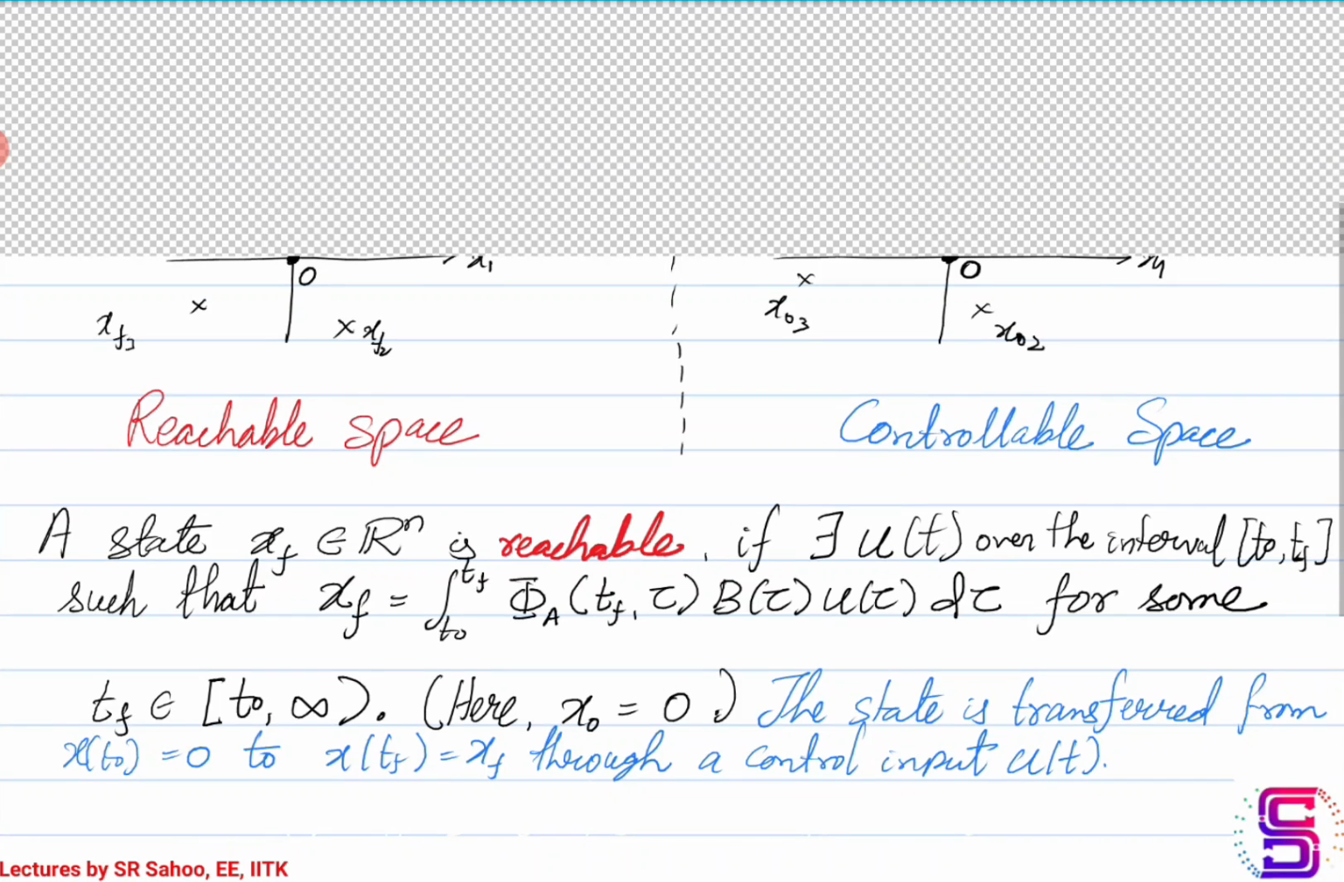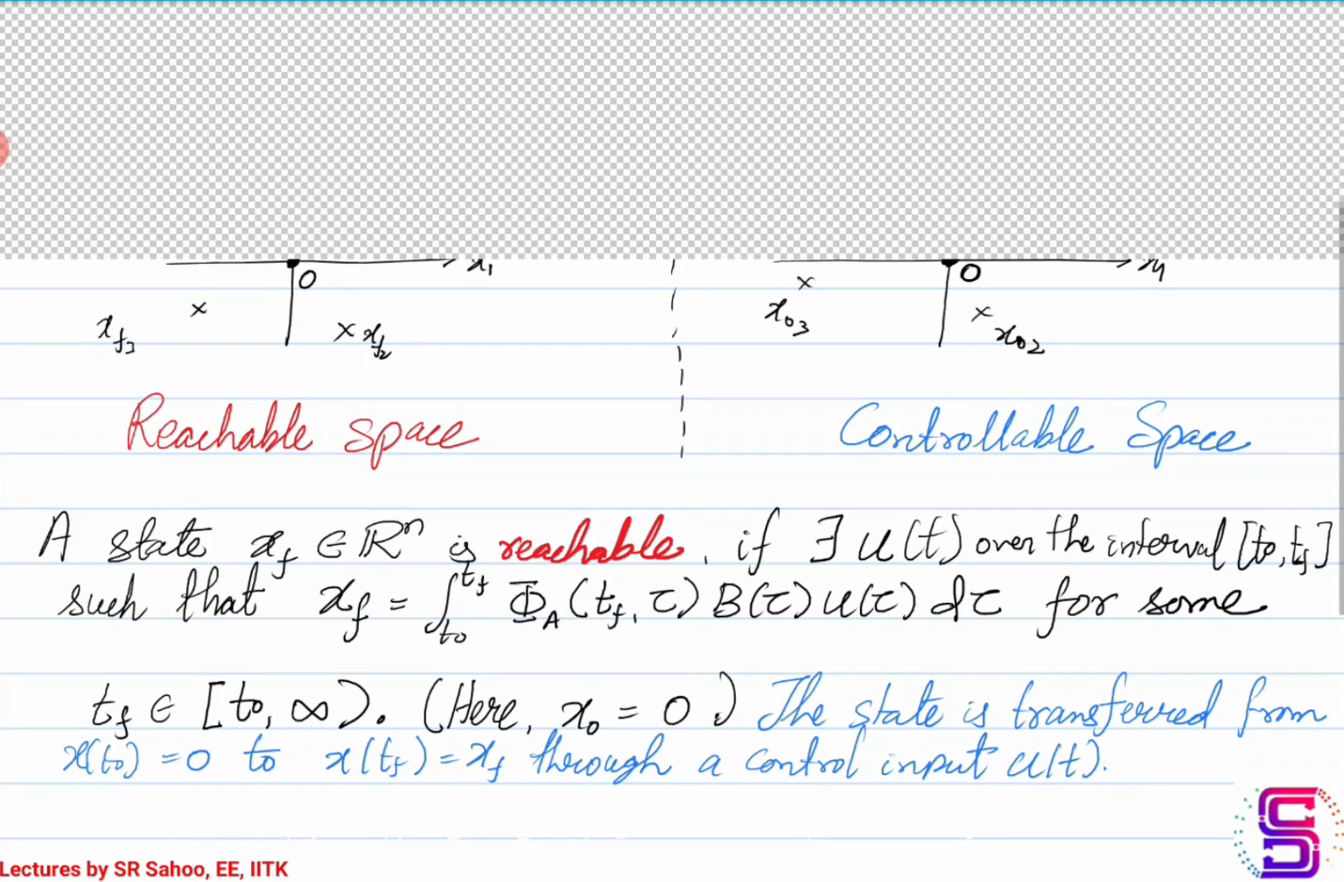A state xf is said to be reachable if you are able to find a continuous time input u(t) over the interval t0 to tf. The t0 is the initial time, tf is the final time, a finite value, such that xf satisfies this particular relationship.